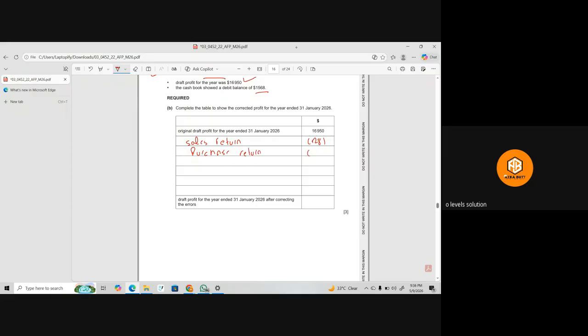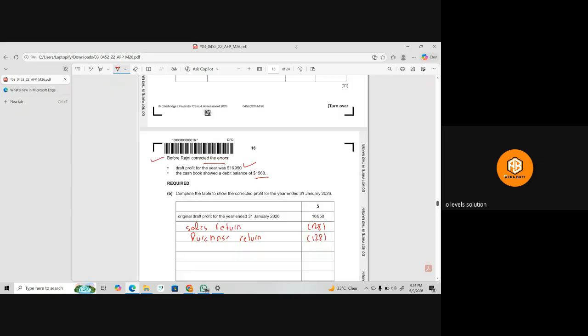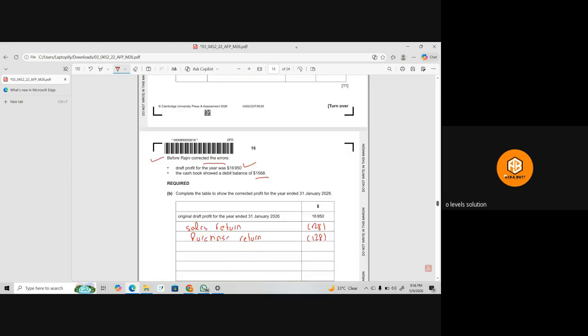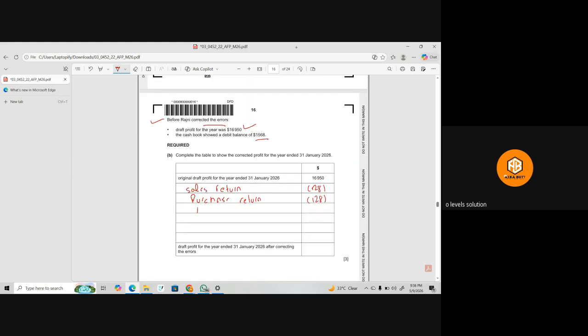This is 128. Then if it is go up, this is drawings. Drawings is not relevant with profit. Bank is not relevant. Bank account, again, this is a part of current assets, not relevant, but definitely bank charges. Since we debited the bank charges, we increase expenses. So when the expenses increase, profit decreases, so we need to minus this as well, bank charges.